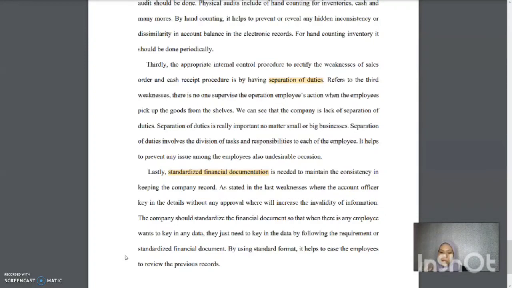So the company should standardize their financial documents so that when any employee wants to key in any data or information, they will just need to key in the data by following the requirement of the standardized financial document. So there will be a format and they just need to key in the certain data that is asked. And when we use the standard format, it also helps the employees to ease their work. It also helps the employees to review their previous records.